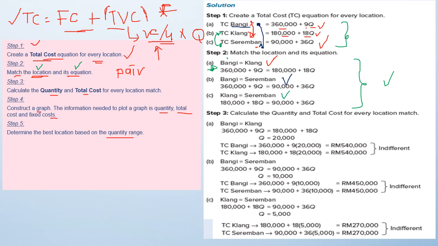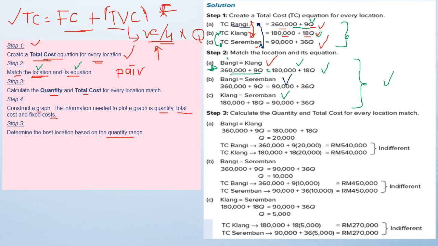So Bangi, the equation is 360,000 plus 9Q. So Bangi is 360,000 plus 9Q match with Kelang. So equal to Kelang punya equation is 180,000 plus 18Q. So we take Bangi equation match with Kelang punya equation. So this is called as the equation for Bangi and Kelang. We match the equation for these 2 locations.